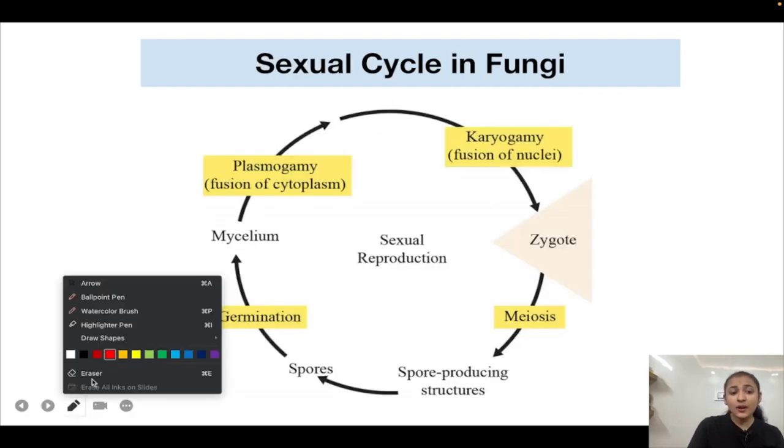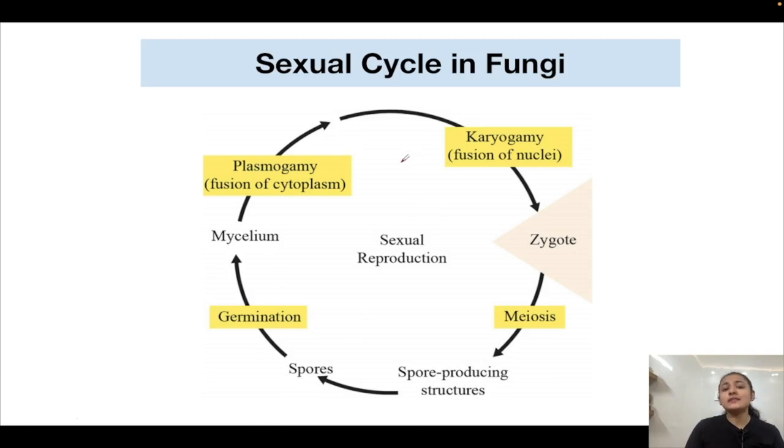Now let's talk about the various sexual stages. The sexual cycle in fungi comprises three stages: first is plasmogamy, the second is karyogamy, and the third stage is meiosis. These are the three stages seen in the sexual cycle in fungi. What happens in plasmogamy, stage number one? Fusion of cytoplasm occurs.